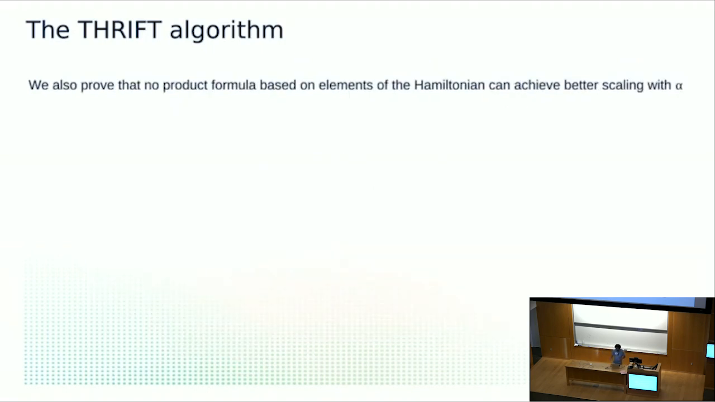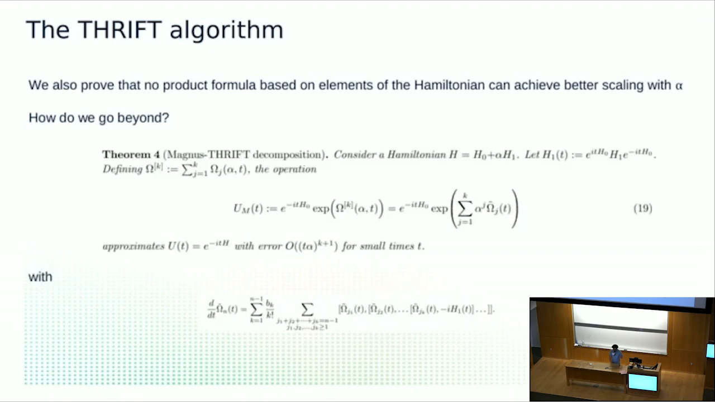So the main point is that we also prove that if you just look at formulas where you take terms of the Hamiltonian, you cannot get a better scaling with alpha than alpha squared. So how do we go beyond? If alpha is very small, maybe there's a way of getting arbitrarily good scaling with alpha. And here we touch on this nice Magnus expansion that was also mentioned before.